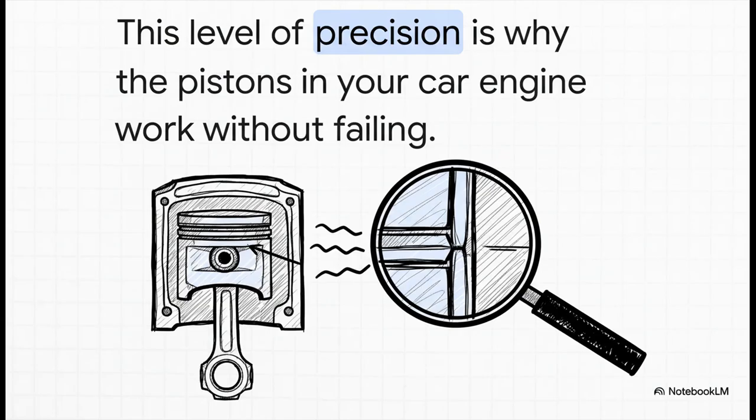So why does any of this matter? Well, that tiny fraction of a millimeter we just measured, that's the difference between a high-performance car engine and, well, a catastrophic failure. Precision engineering, which relies on tools just like this, is quite literally all around us.